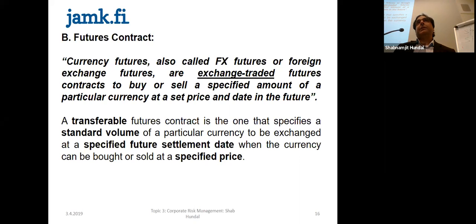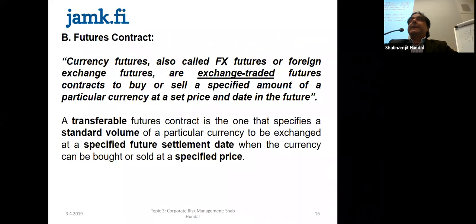But the problem starts if I keep my position naked, uncovered, unhedged, and the day I am going to get the money from Australia, on that day, the Australian dollar is worth half a euro. Guess what? My revenue will not be 20 million euros. It will be 10 million euros. Guess what? I can lose 50% of my revenue.